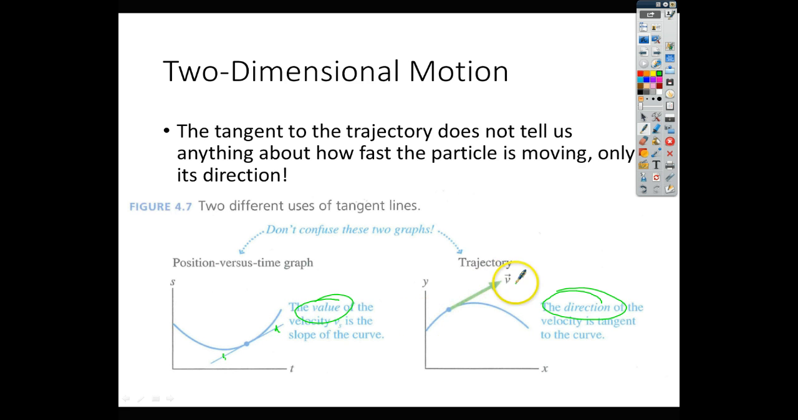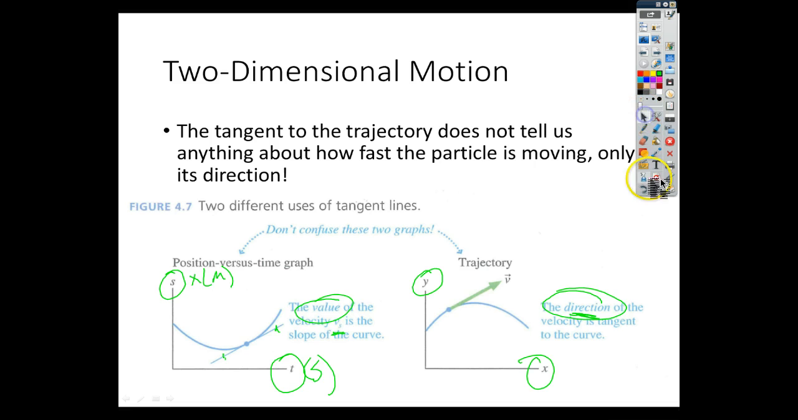This tangent line is just showing the direction because it's y versus x. This slope is telling us the value of the velocity because it is position. We usually use x for position in meters, and then time here is in seconds. So the value of this slope is going to be our velocity, and the value of the other slope is really not a value. It's just a determination of the direction of the velocity of the particle. So that's how you get both.